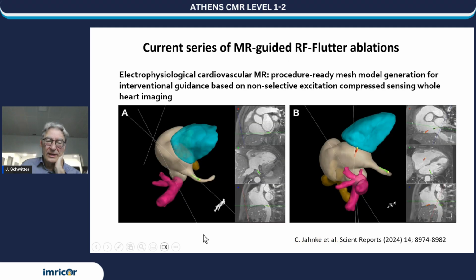This is just an illustration of how these 3D meshes look. So this is the atrium, the coronary sinus. You go with the catheter into the coronary sinus. You can rotate in any angle here in an ICU system from Philips, and you can do the same angulations and rotations in the North Star system from Imricor.